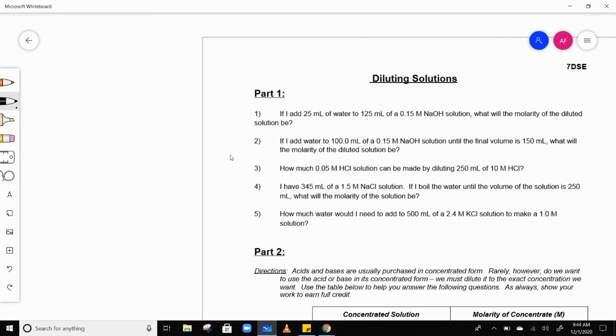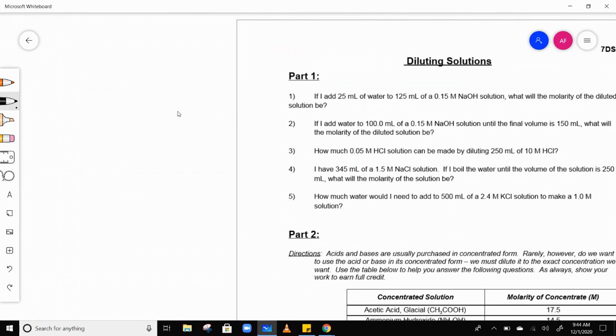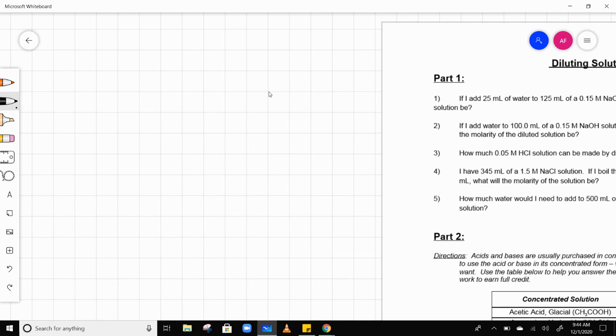Okay, so diluting solutions. Basically what you're doing is you're taking a high concentration solution and diluting it with more water to make a less concentrated solution. There's a couple different ways this can be attacked, or different directions you can take this from. However, you're always using the same kind of formula here.